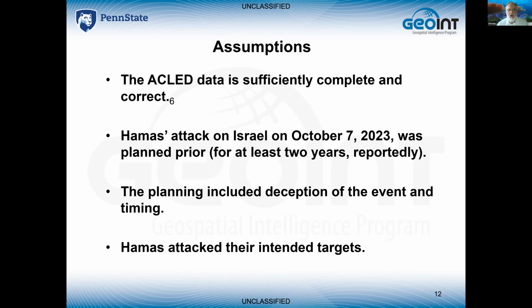Secondly, the Hamas attack on Israel on October 7th was planned prior, at least 2 years as it's reported. The planning included deception of the event and timing, and perhaps I might be able to show some of that deception in the sense of how they fired their rockets, when and where. And also Hamas attacked their intended targets. The targets they attacked were those intended.